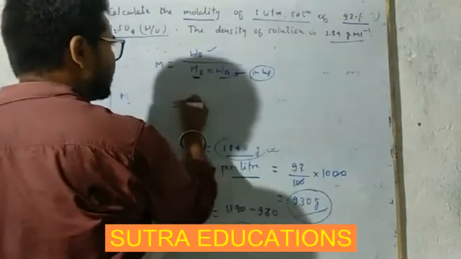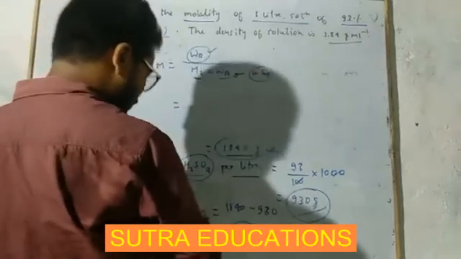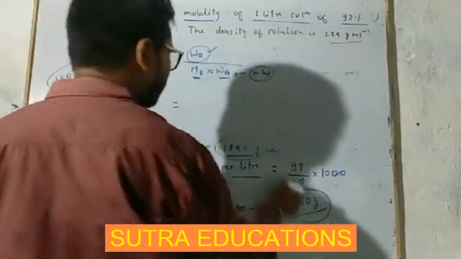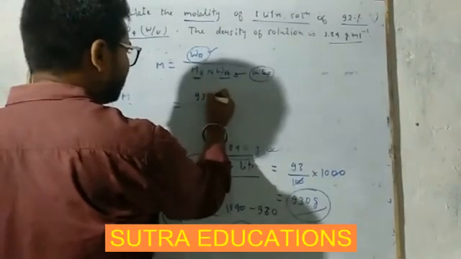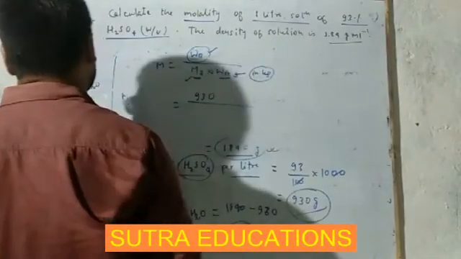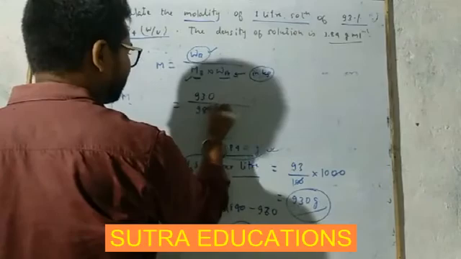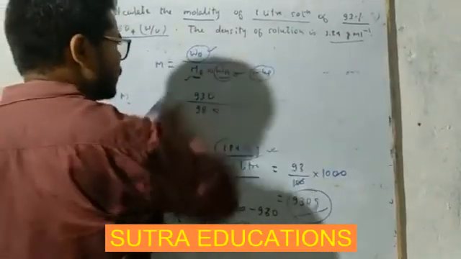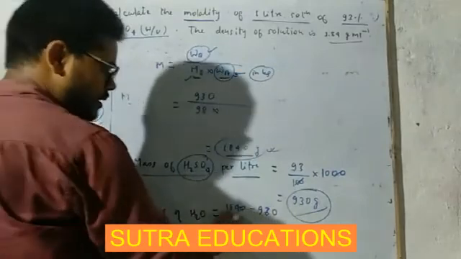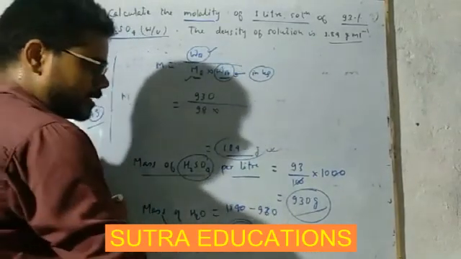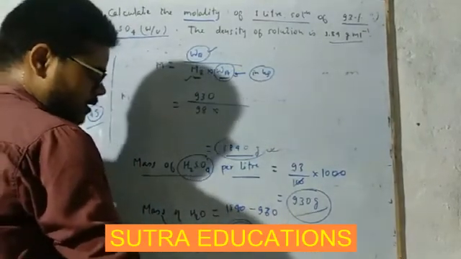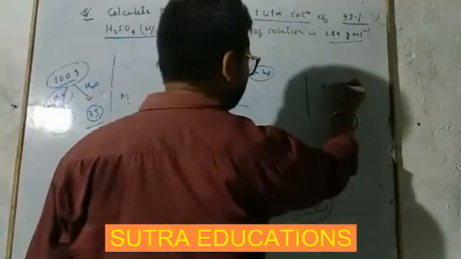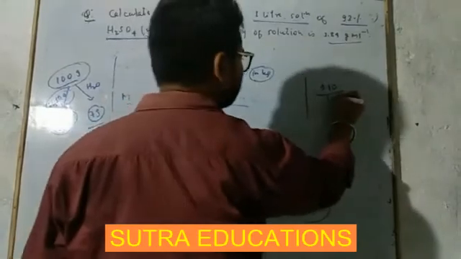So from here we can say the mass of solute, that is the mass of H2SO4, is 930. So 930 divided by the molar mass of H2SO4, which is 98, into the mass of solvent. Water is the solvent, 910 gram. It is given in gram, so we have to make it in kg, so divide this by 1000.